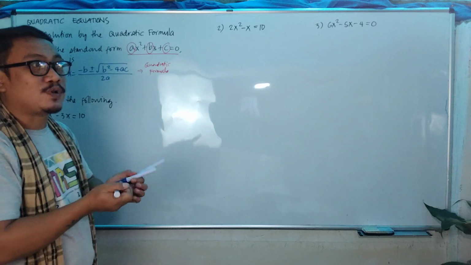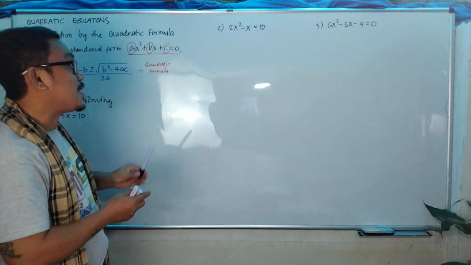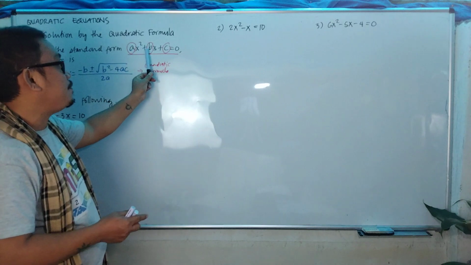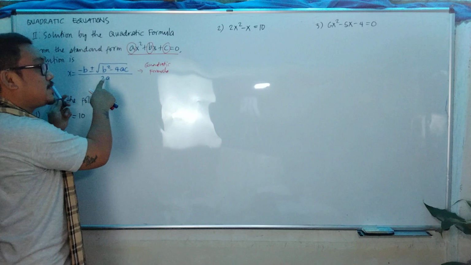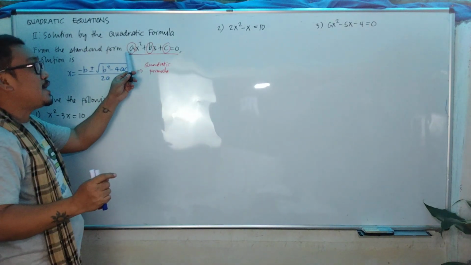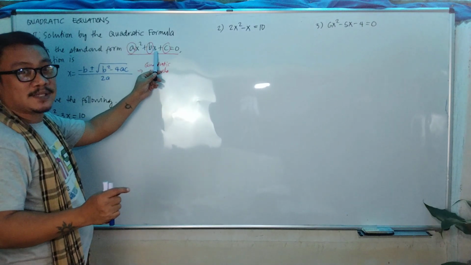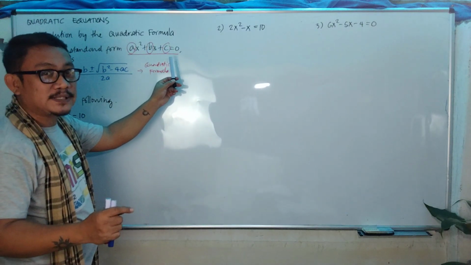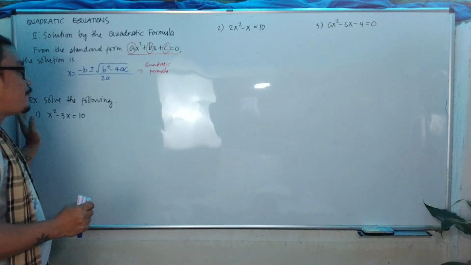Dapat nasulat nato siya to its standard form inun-ani og porma para ma-determine nato unsa atong a, atong b ug atong c. Then we can substitute those values diri sa atong quadratic formula. Okay? Take note, si a kay coefficient ni x squared, si b coefficient ni x, while si c is the constant. Okay? So let's apply this in our first example.